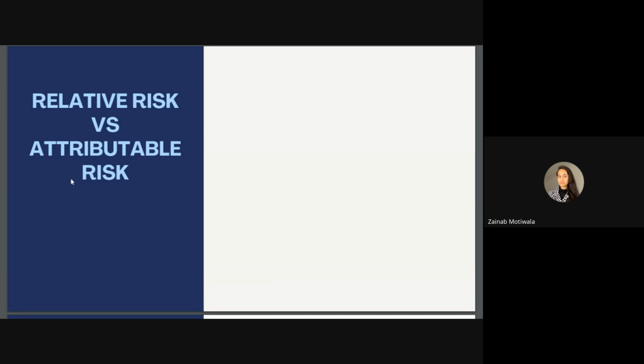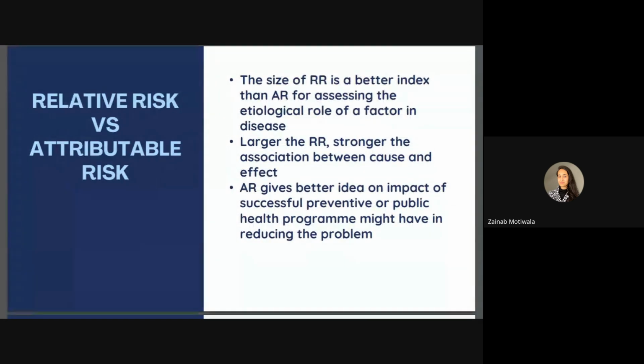So for assessing the etiological role, relative risk is much better because, as I mentioned, it gives a very good association between exposure and outcome. Therefore, relative risk is much better than attributable risk when it comes to the parameter of getting an association between exposure and outcome.